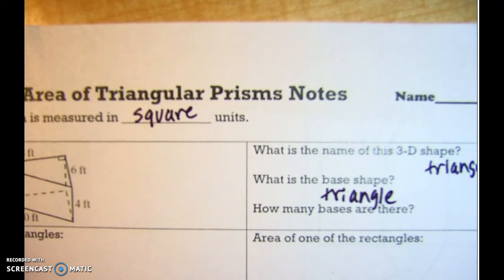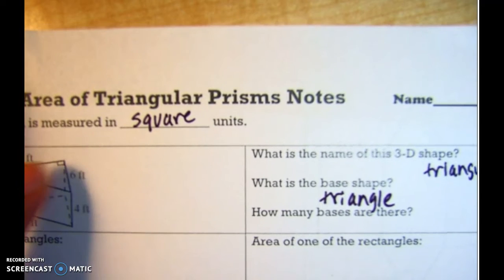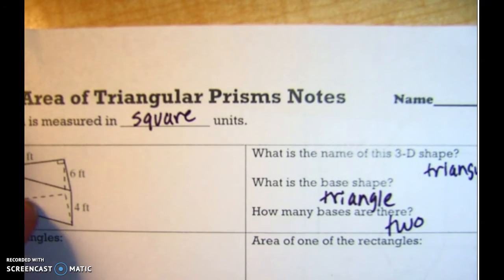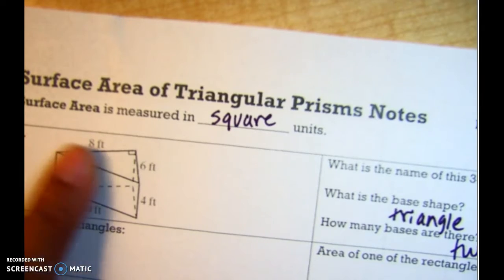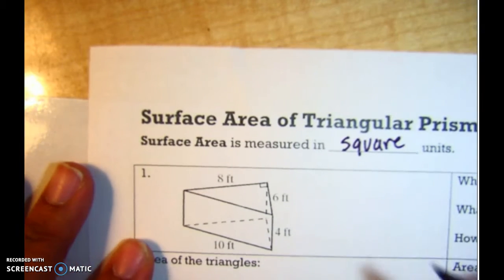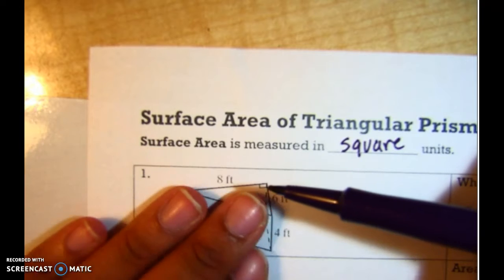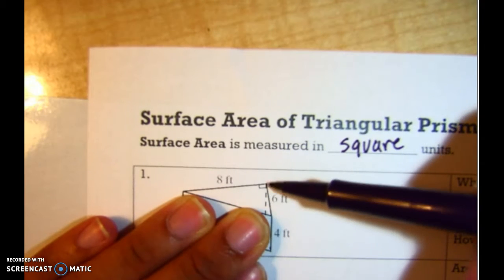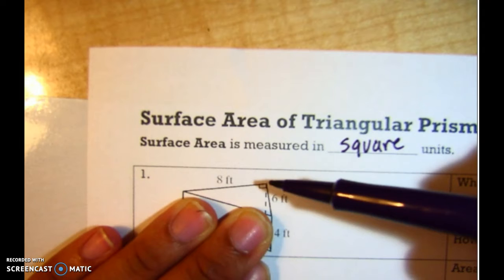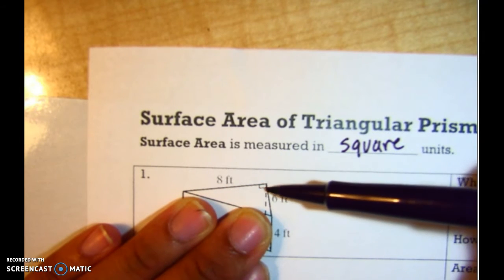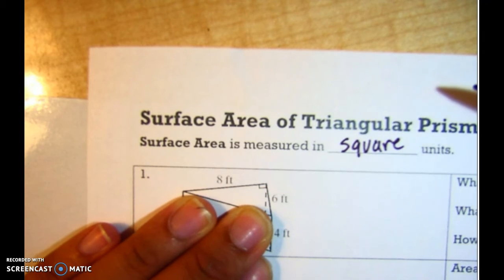And then how many bases are there? There are 2 bases. Not only are there 2, but they're exactly the same dimensions. So let's try to find the area of the triangles. What information do I have about just the triangle? Well, I have this base is 6, and this height is 8. And I know that's the height because they gave me the little right angle square there that lets me know.